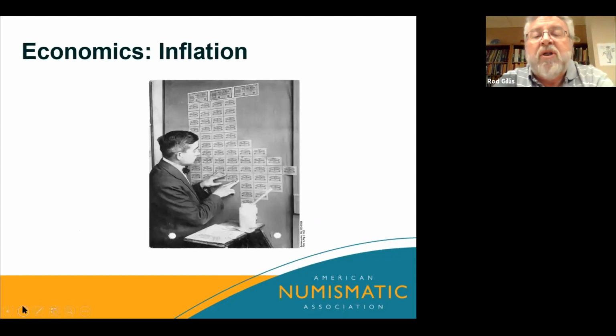Here we can see a gentleman who is actually taking these hyperinflationary notes and using them as wallpaper because it was cheaper to use them as wallpaper than to actually pay for wallpaper itself.